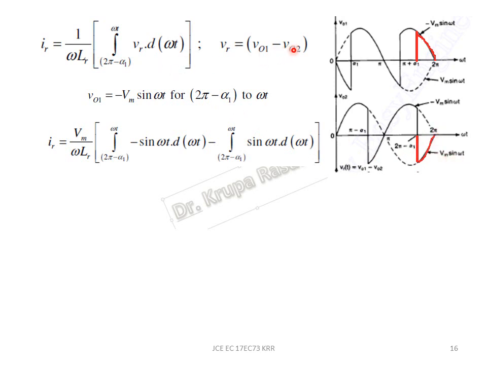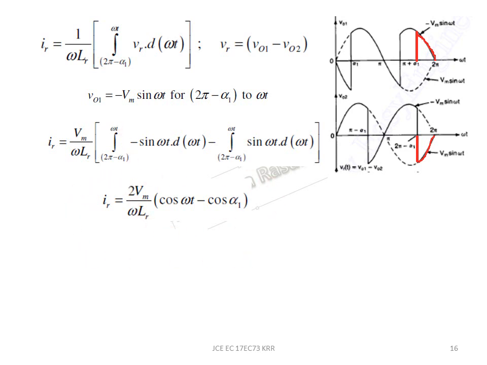So VR, if I take V01 minus V02, V02 is Vm sin omega t. This is what is coming. Okay, so solving this, I'll be getting the ripple current derivation as 2 Vm upon omega Lr times cos omega t minus cos alpha 1. Simple integration we have to do here, put the limits, and you will be getting this particular formula.